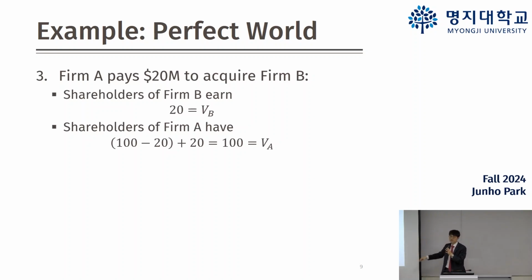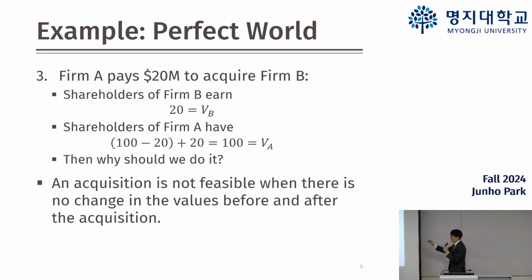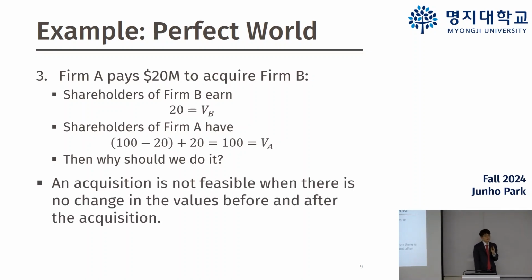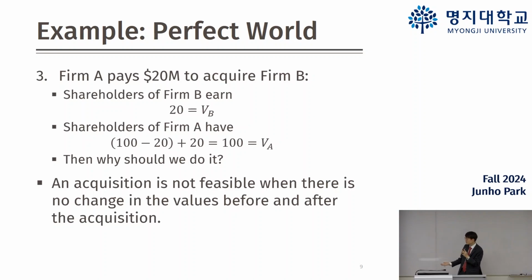So this transaction is technically possible, but there is no reason to do so because nothing has improved from before. So this example shows that in a perfectly clear world, when you can see the value of the companies crystal clear, then acquisitions and mergers are not possible because you know the value of the company and the transaction does not make any difference.